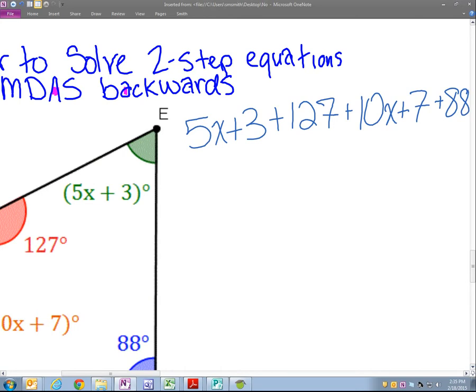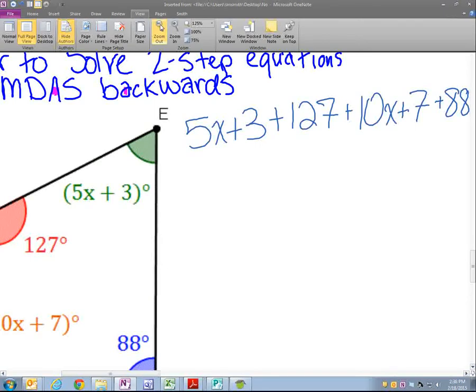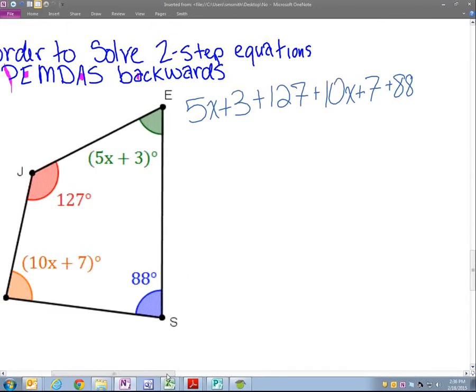So here's angle E. Here's angle, what is that in the lower left? Here. 10x plus 7 is angle, what is it? K. And then we have plus 88, which is angle S. So I'm going to back up a little bit so you guys can see it at home. And that's equal to 360 degrees.